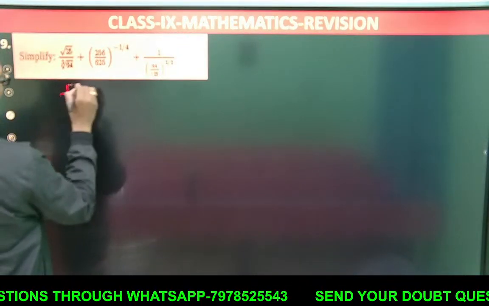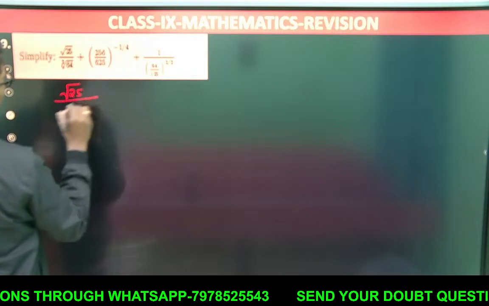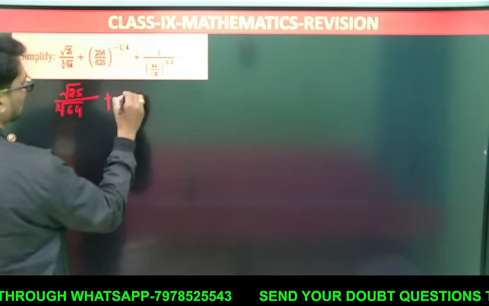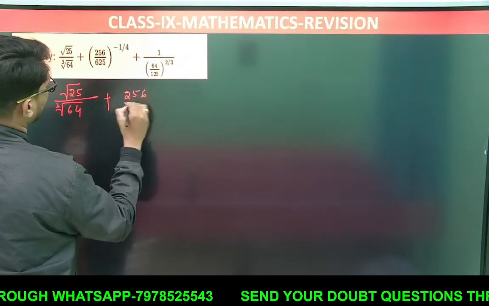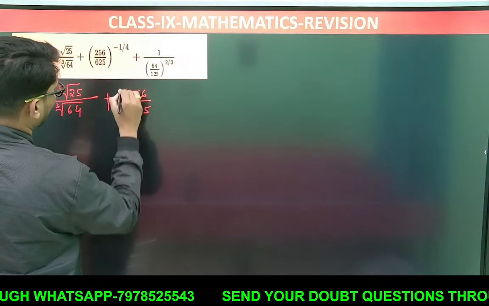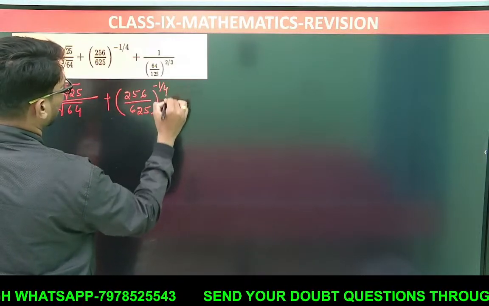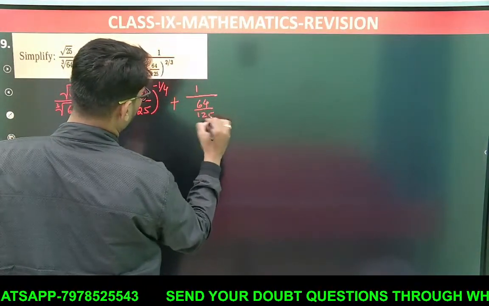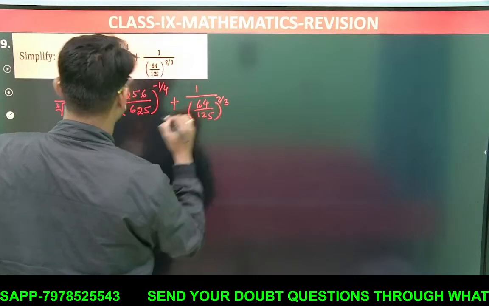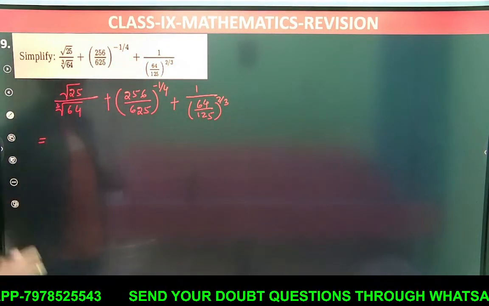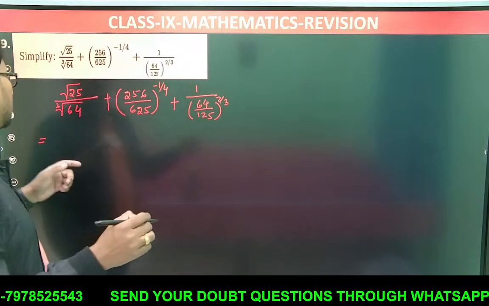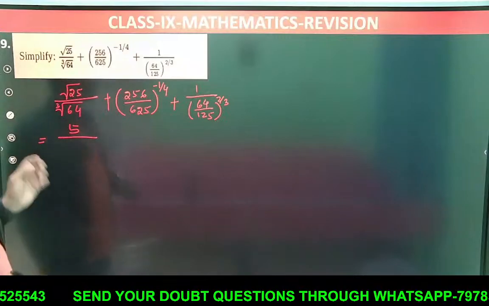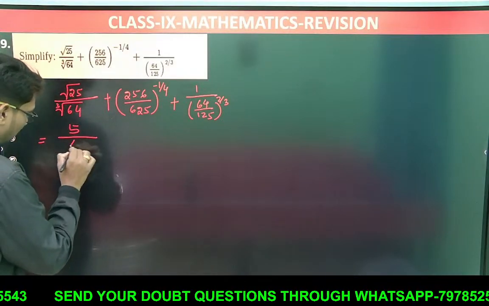Square root of 25 by cube root of 64, plus 256 by 625 whole to the power minus 1 by 4, plus 1 by 64 to the power 125 whole to the power 2 by 3. So what do I have to do? I have to simplify this. Square root of 25 is how much? Square root of 25 is 5. And what about the cube root of 64? Very good. That is 4.